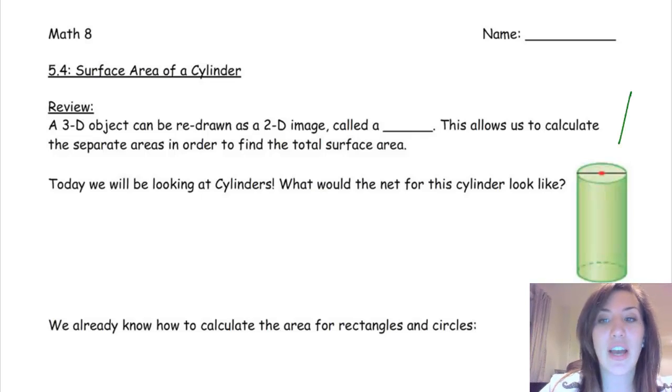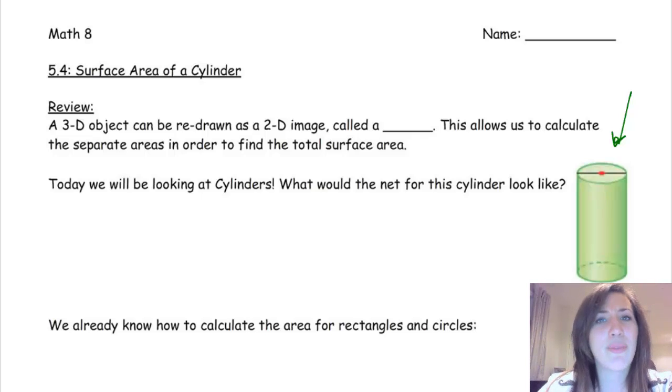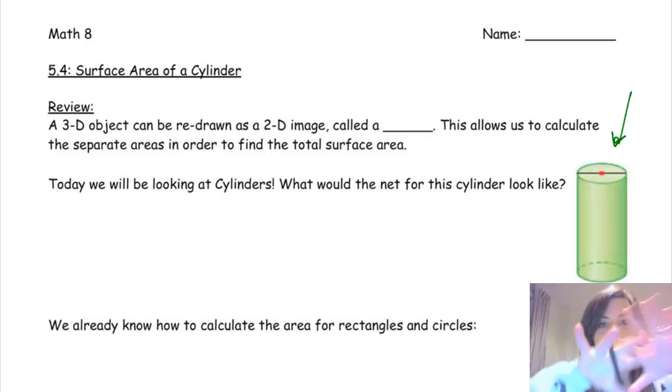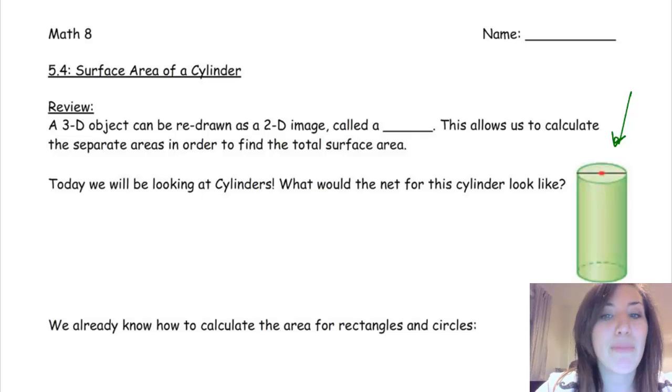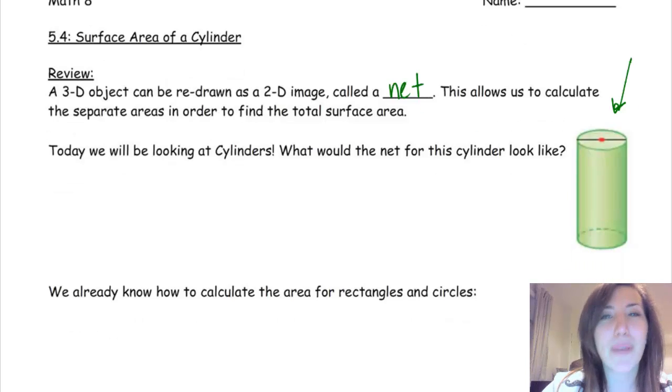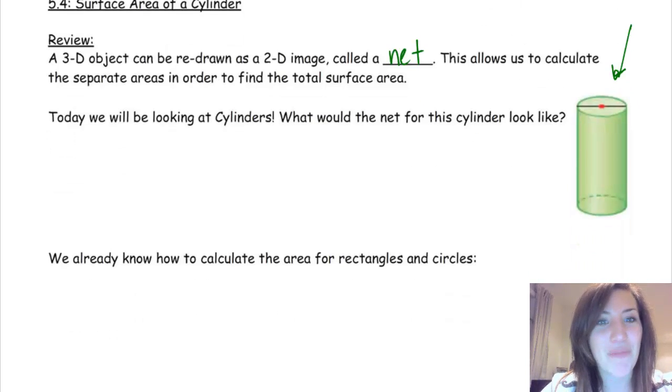So here's a picture of a cylinder. It is basically what you would see around the house, like a soup can or something like that. That has a top and a bottom circle and then a whole around part that can be laid out like a rectangle. And when we lay it out, it becomes a 2D image called a net so that we can calculate the little bits of surface area and add them all together.